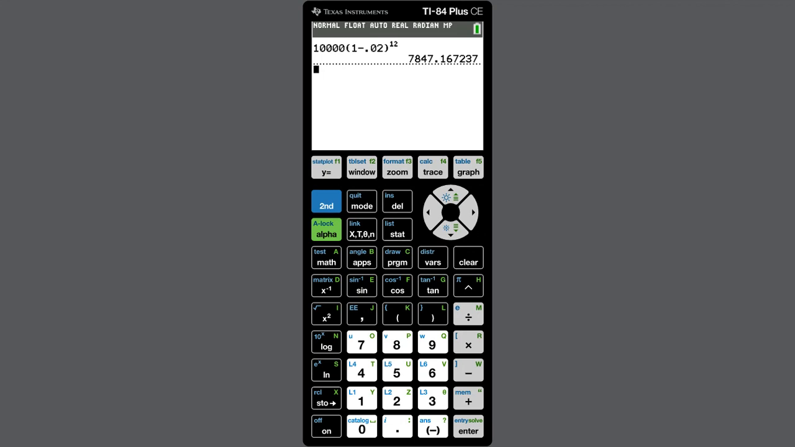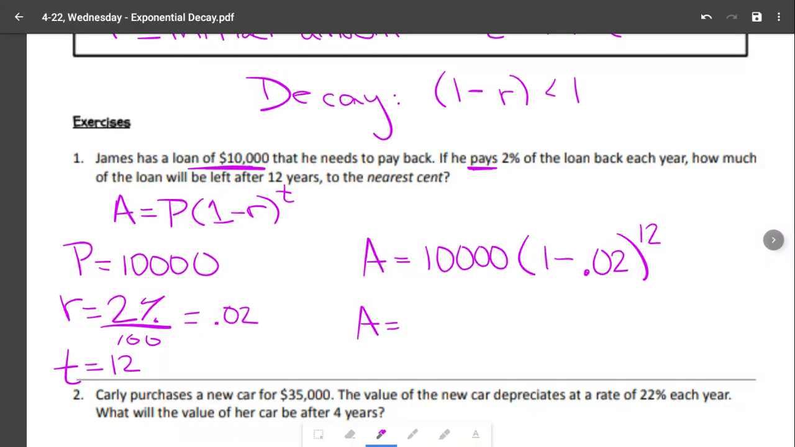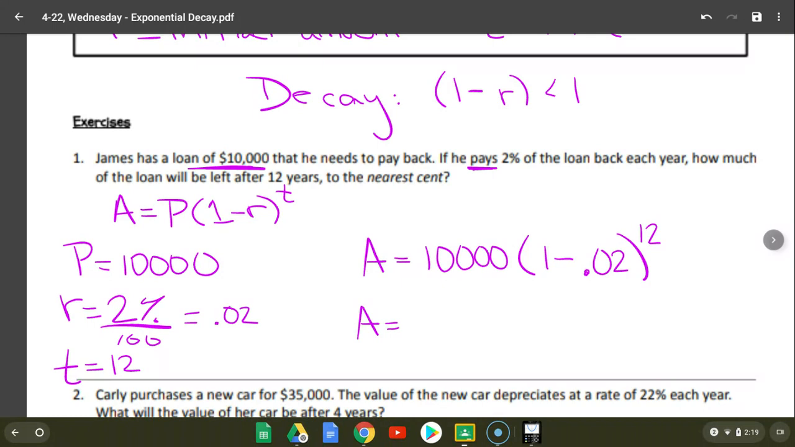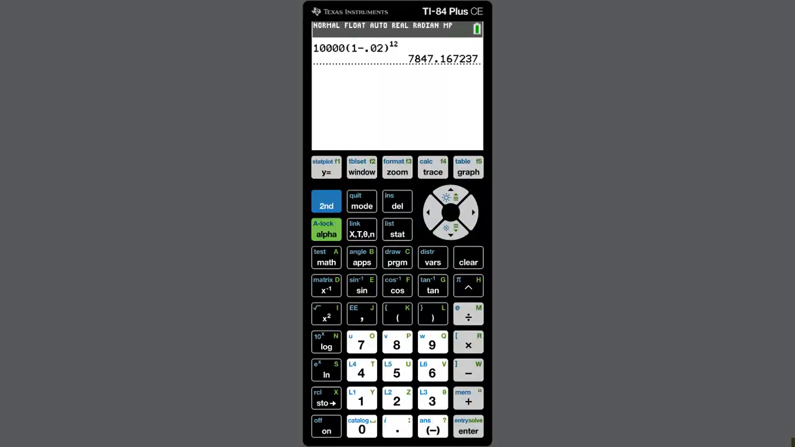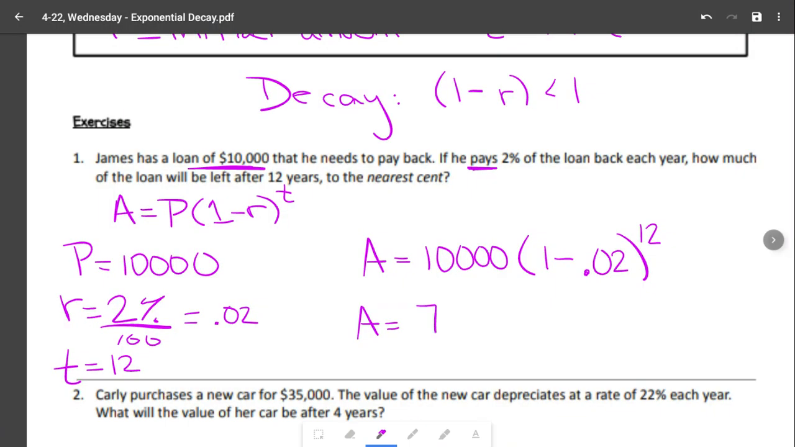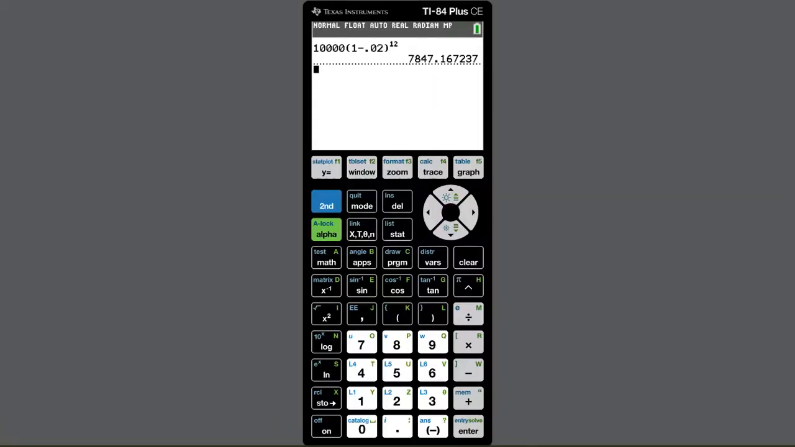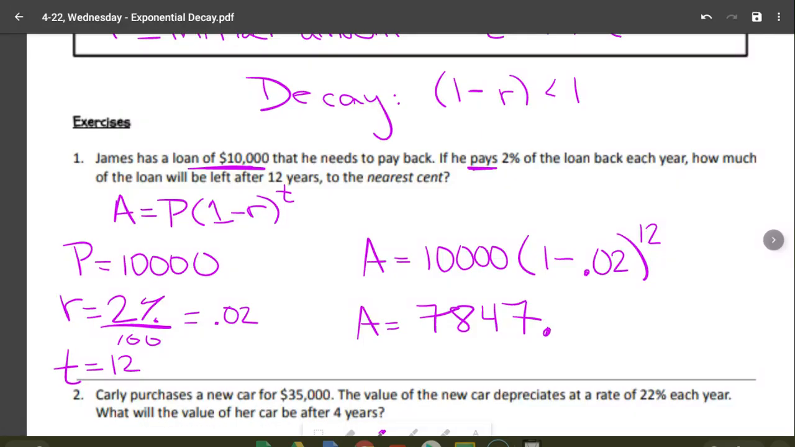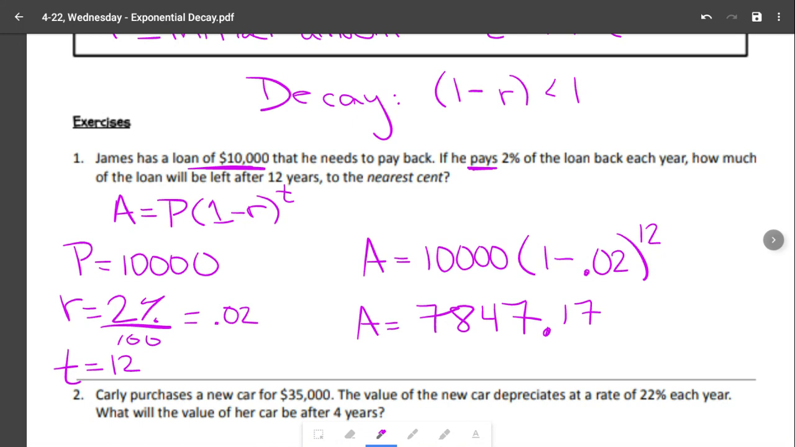This is talking about money. And it says to the nearest cent. So 2 decimal places. So 7,847.17, because 0.167, the 7 makes us round up to 0.17.